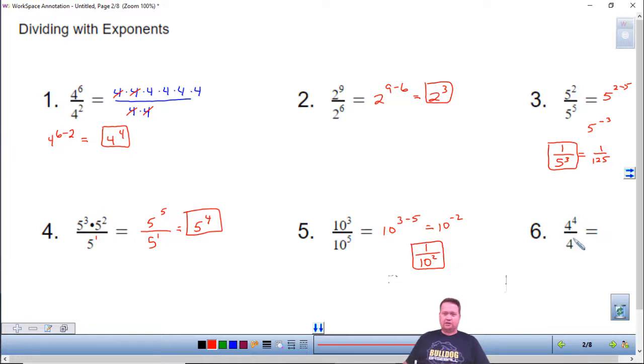4 to the 4 over 4, as you guessed, this is a 1, and I'm going to put it there just so we can see the subtraction. And 4 take away 1 is 3. So my final answer on that problem, 4 to the third power.